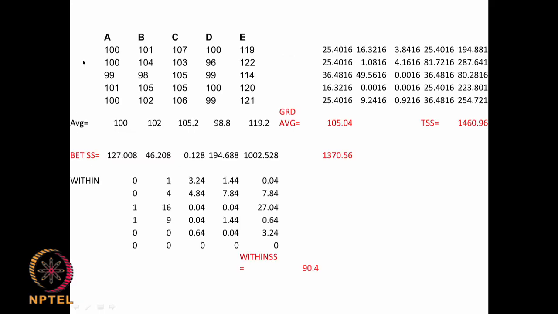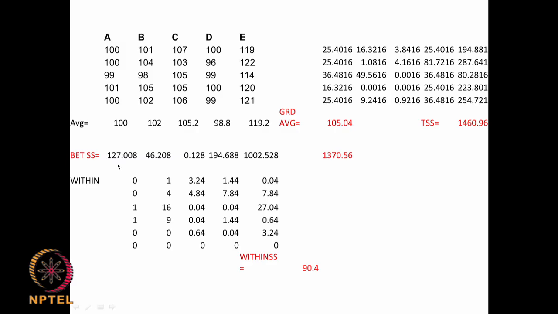Okay, let us go back to our problem. So, we have the data here given, the average of each one of these media will be like this. So, we get this as 100, 102, 105.2, 98.8, 119.2. So, we take the grand average, this is the overall average.